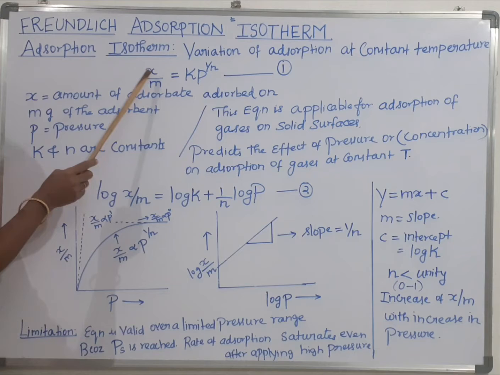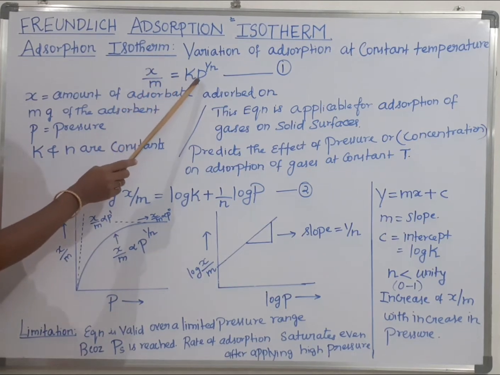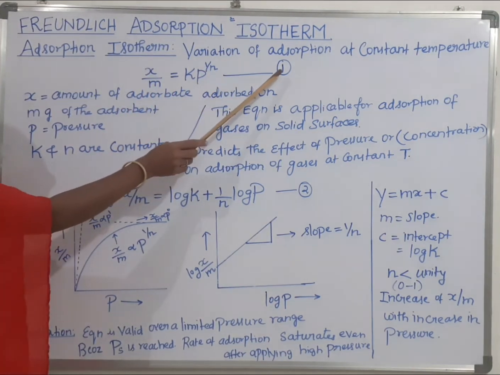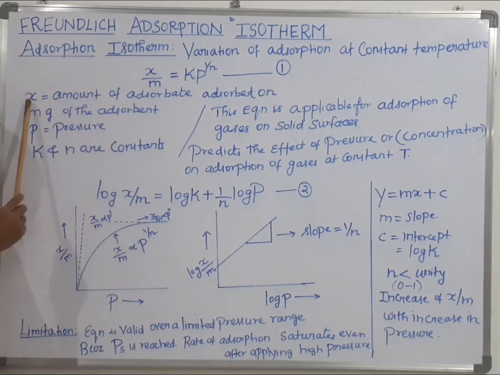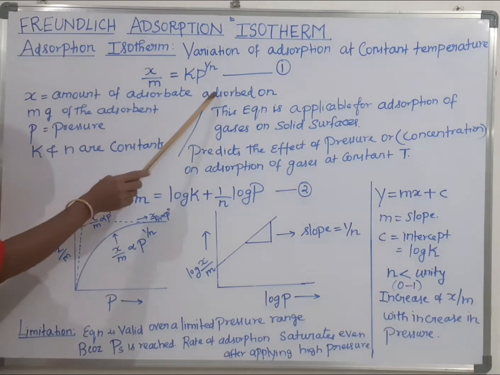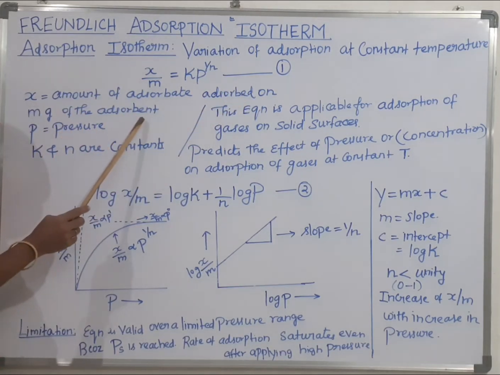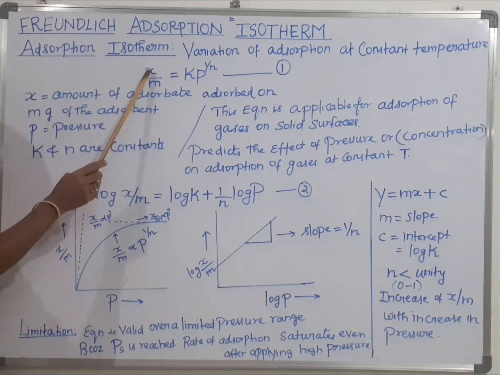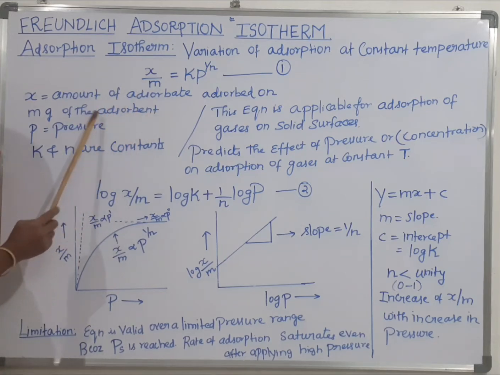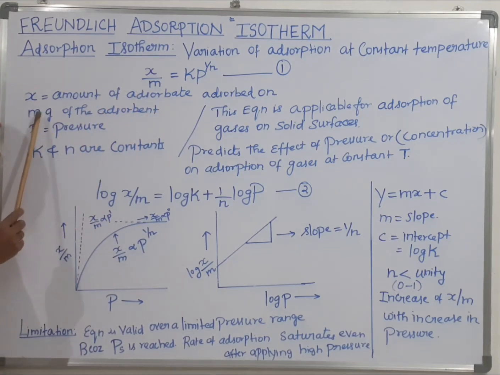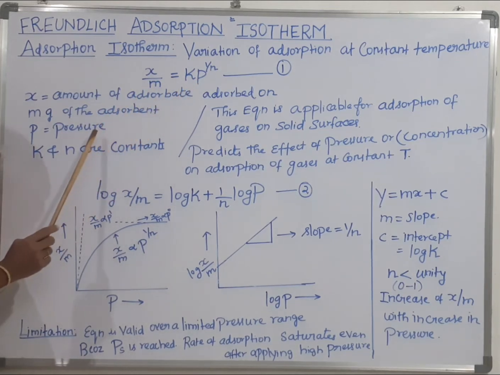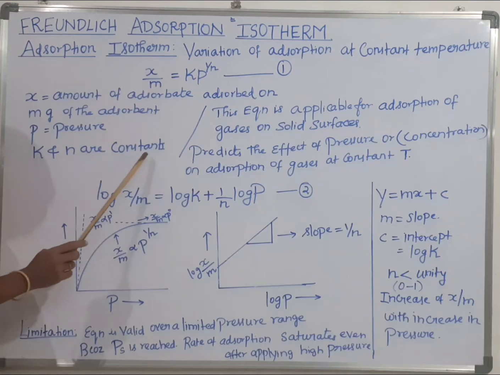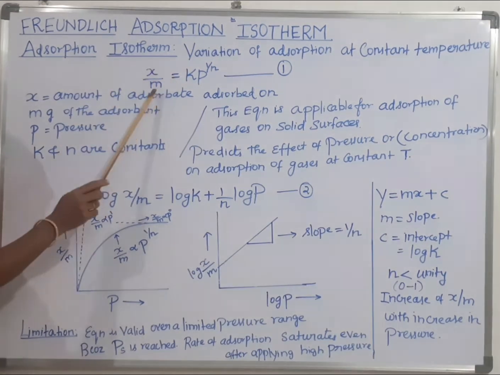This is the equation x by m equal to k p power 1 by n. It is denoted as equation 1. Let us see the terms in this equation. Here x is the amount of adsorbate adsorbed on m gram of the adsorbent, that is, x is the adsorbate molecule. So it is adsorbed on the surface. Surface is the adsorbent. The quantity is m gram. So m gram of the adsorbent. Then p is the pressure and k and n are constants. These are the terms in this equation.